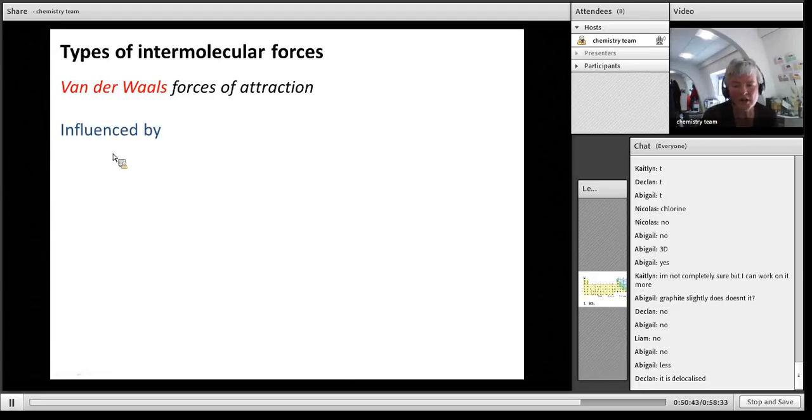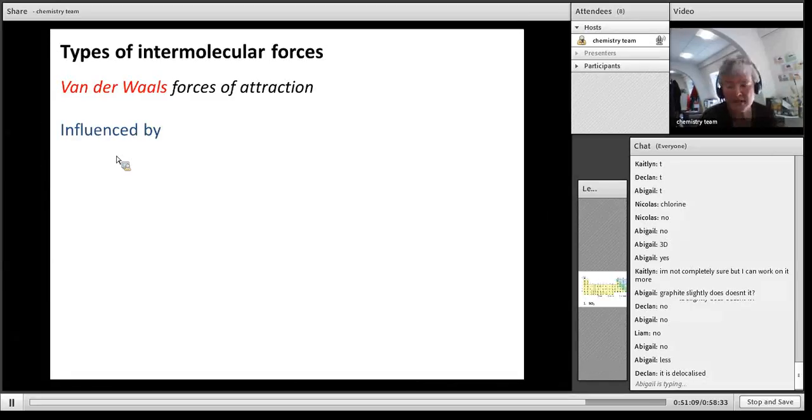Okay, what will influence the size of these attractive forces, these van der Waals? So van der Waals, he was just a Dutch chemist, and that's where that name comes from, where he investigated attractions between molecules. So what will influence the size of attraction between the molecules? What will make some attract more strongly than others?